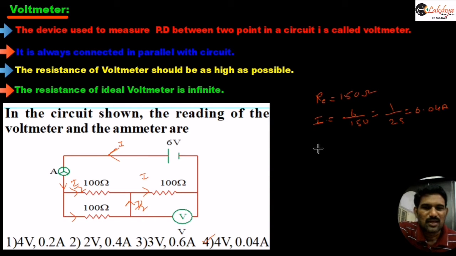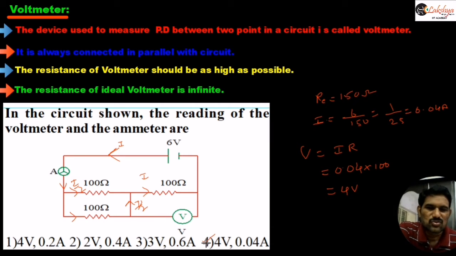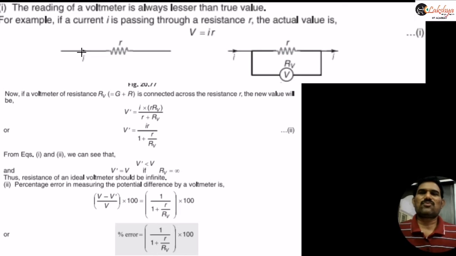Now the reading of that voltmeter we can write as V is equal to I into R, which is nothing but 0.04 into that resistance, 100, so you can write this as 4 volts. So that is the potential difference across this, and this will be the correct option. Reading of voltmeter is 4 volts and ammeter is 0.04, right?